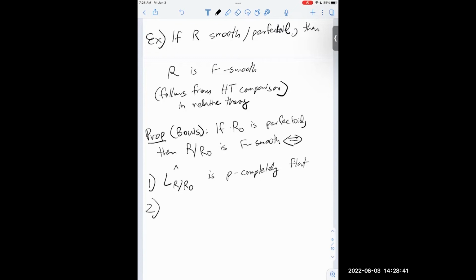And second, if we take the relative derived de Rham complex of R over R0, again p-completing everything, then this is Hodge-complete. Everything in the p-complete category is Hodge-complete. So this is exactly analogous to the case over F_p. Over F_p, this was a reformulation of Cartier smoothness, and this actually works over any perfectoid. Right? Okay.